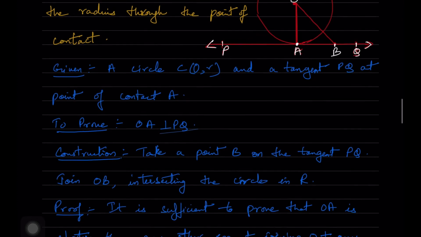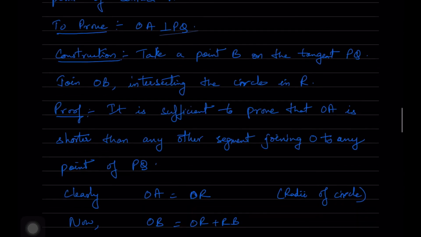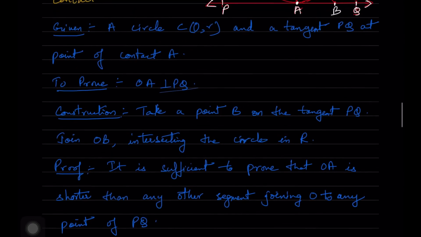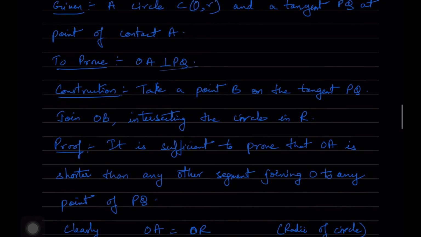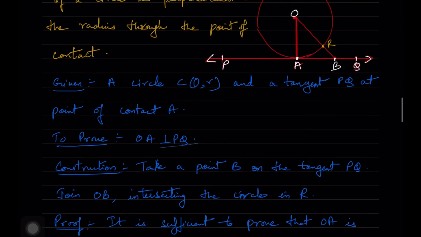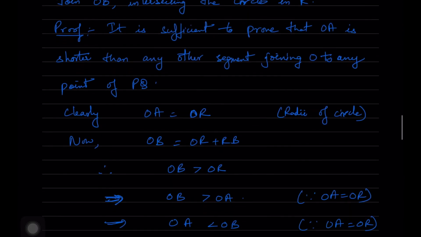Take a point B on the tangent PQ. So this is the point where it is intersecting the circle at a point R. So it is sufficient to prove that OA is shorter than any other segment joining O to any point of PQ. Okay, so OA is the shortest length we have to prove. The line segment which has the shortest length is nothing but the perpendicular to the line.